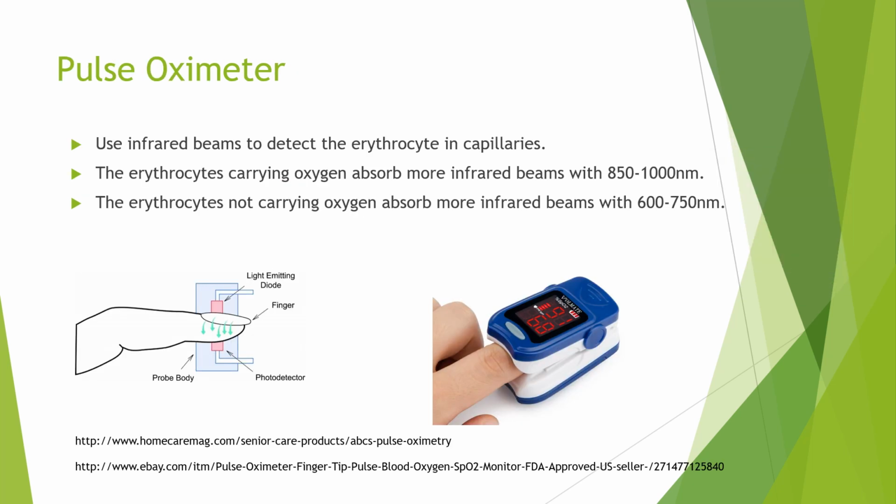Then we talk about the pulse oximeter. Pulse oximeters use infrared beams to detect the erythrocytes, as we saw, the red blood cells in the capillaries in our fingers. The erythrocytes carrying oxygen will absorb more infrared beams at 850 to 1000 nanometers, and those not carrying oxygen will absorb more infrared beams at 600 to 750 nanometers. So they can differentiate how many erythrocytes are saturated with oxygen inside the capillaries. That's how the information is given to us.